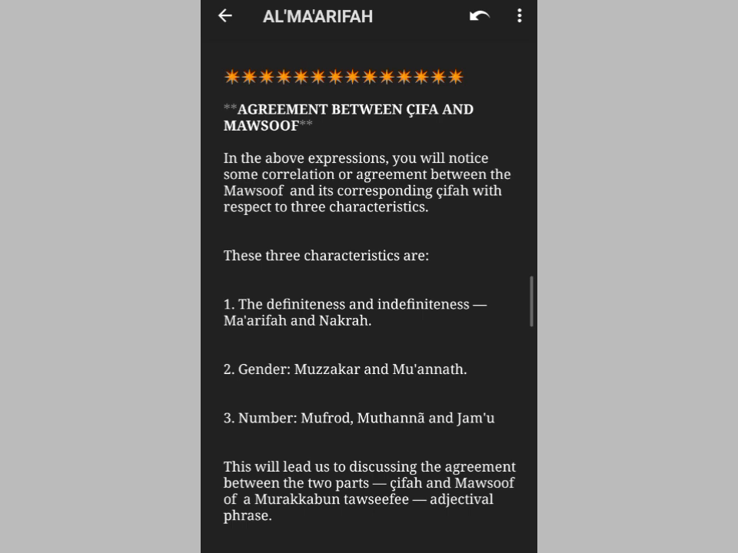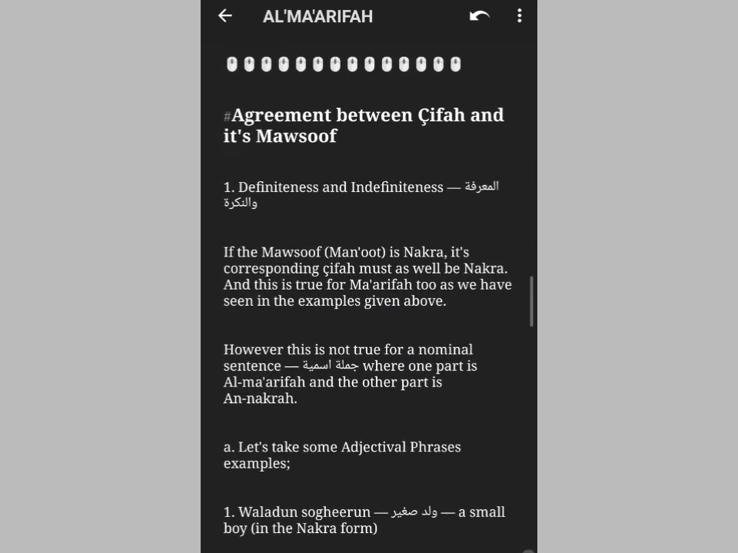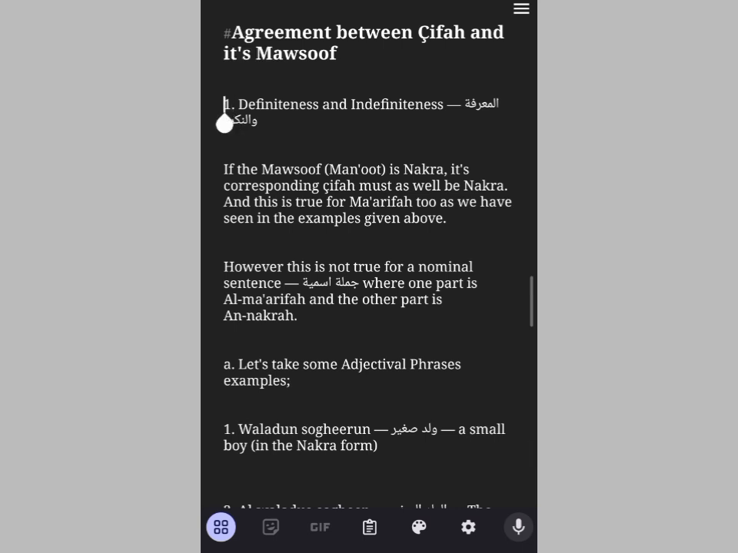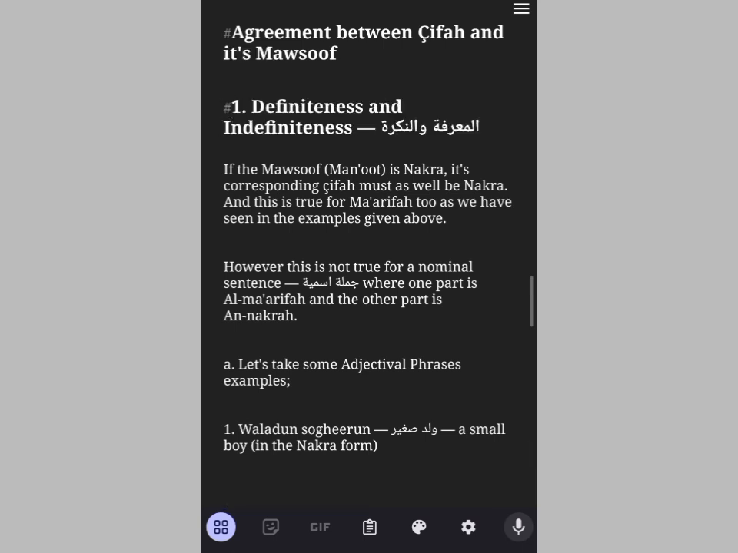So let's look at each of these categories. Now we look at the first one, which is the agreement between the sifa and mawsuf in the light of definiteness and indefiniteness, المعرفة والنكرة. So in this case, when your mawsuf is ma'rifah, your sifa must also be ma'rifah. Otherwise, you'll end up with a jumla ismiyah.